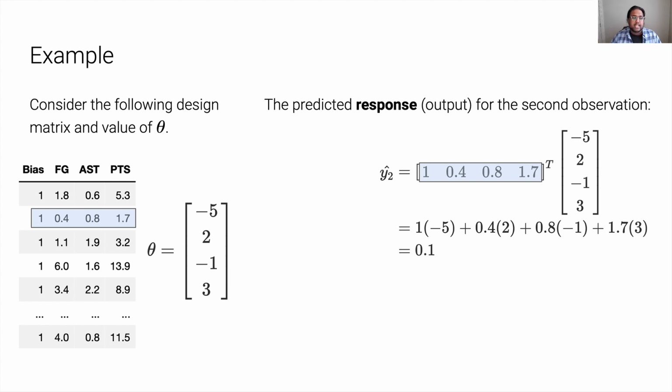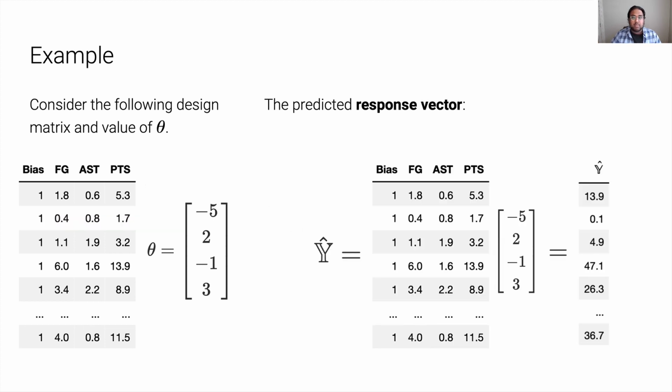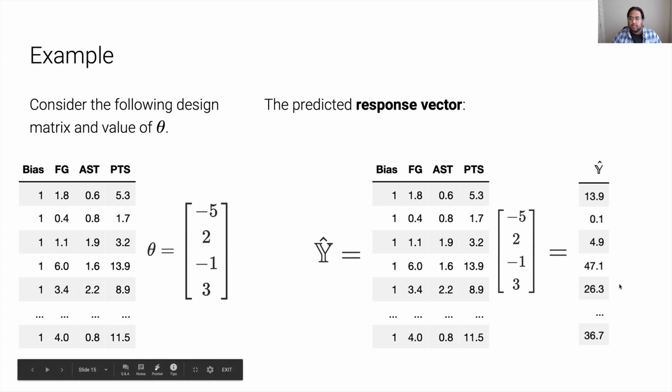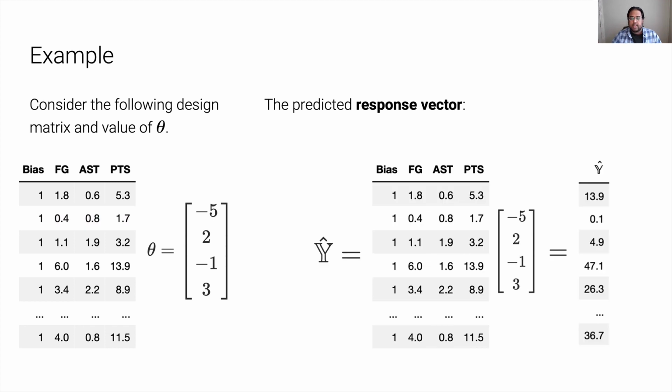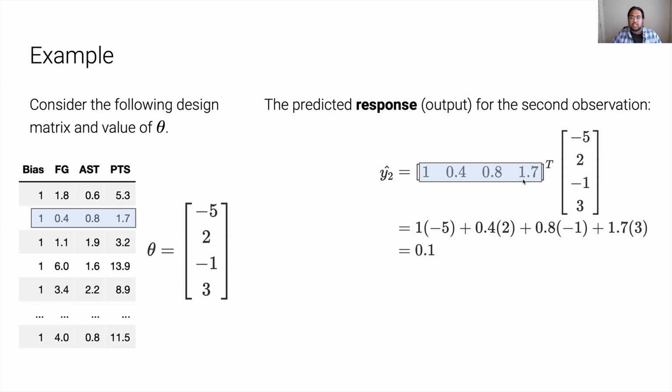So what if we want to predict outputs for all rows of our design matrix? Well, we can do that by matrix multiplying our design matrix with our parameter vector. Now, instead of doing this calculation for just a single row, we're doing it for all rows of our design matrix at once. The result is over here on the right, which is our predicted response vector y hat. You'll see the second row of this is equal to 0.1, which is what we computed not too long ago, which makes sense. So in order to make predictions for our entire data set, we use this matrix multiplication. For a single observation, you do this dot product.